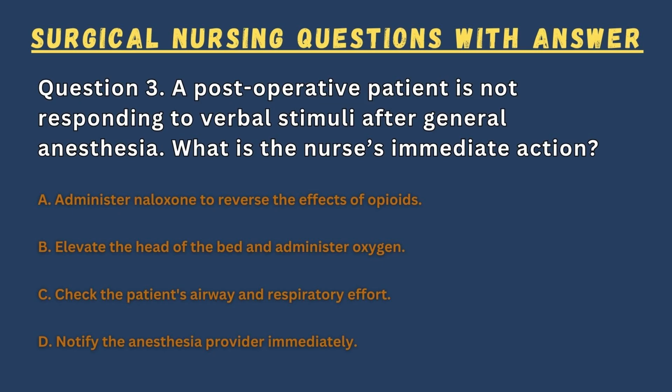A. Administer naloxone to reverse the effects of opioids. B. Elevate the head of the bed and administer oxygen. C. Check the patient's airway and respiratory effort. D. Notify the anesthesia provider immediately.